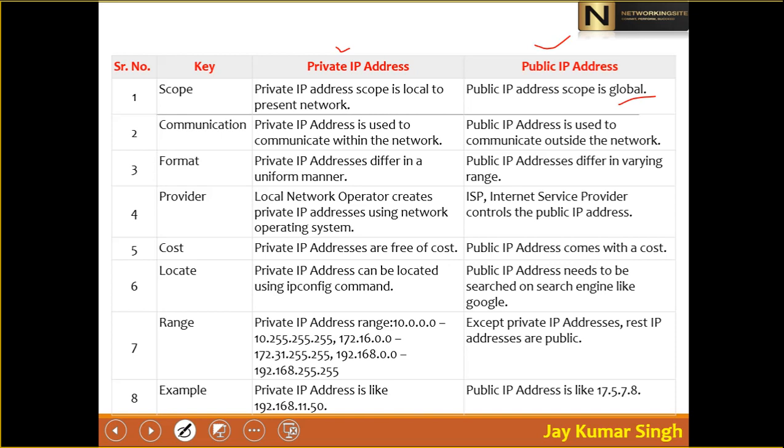Public IP address is a global IP address. It is used to communicate outside your network, like the internet. The public IP address range is different, and everything about a public IP address is defined by the ISP. Whenever you apply for a connection from an ISP, the ISP will give you that IP. Maybe he can give you any IP from class A, class B, or class C. You cannot control that IP; those IPs are controlled by the ISP. Same thing with cost: a private IP address is free, but for public you have to pay.